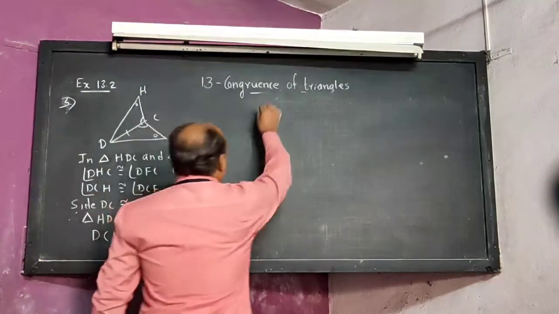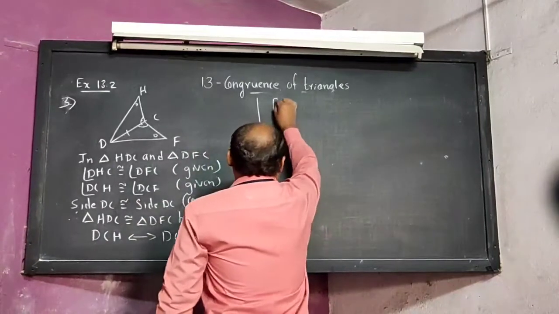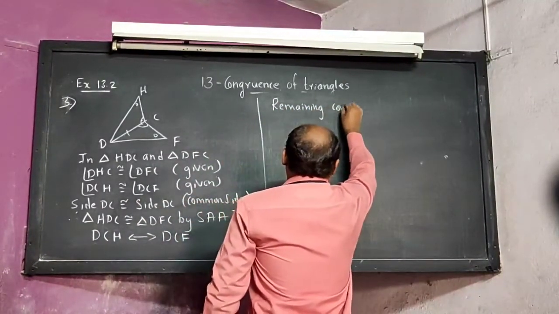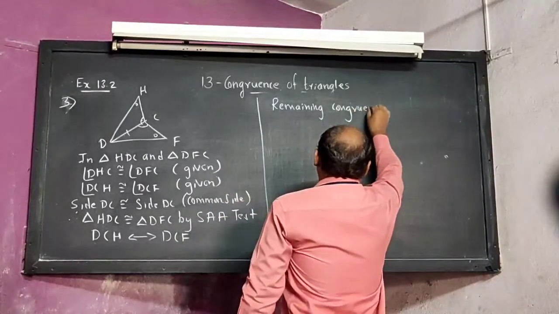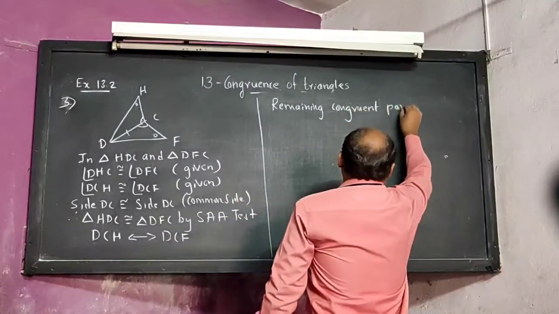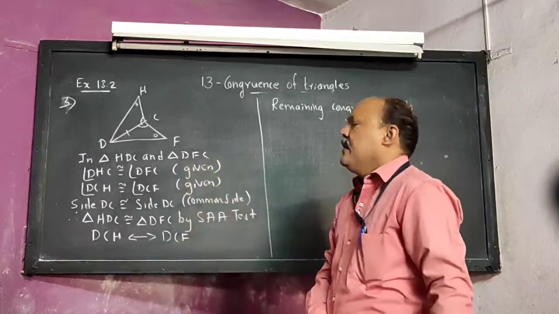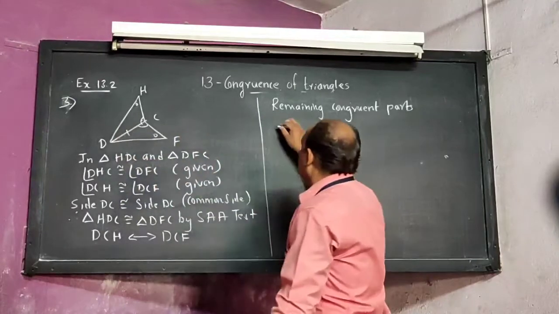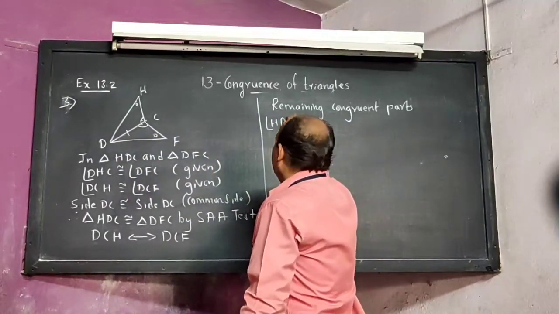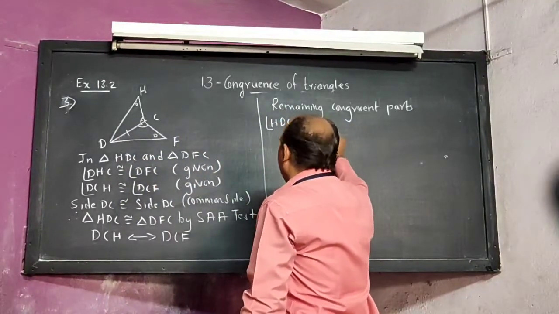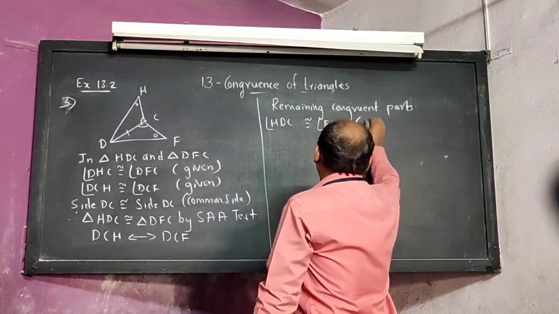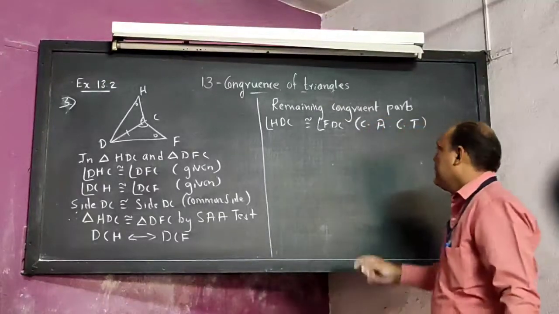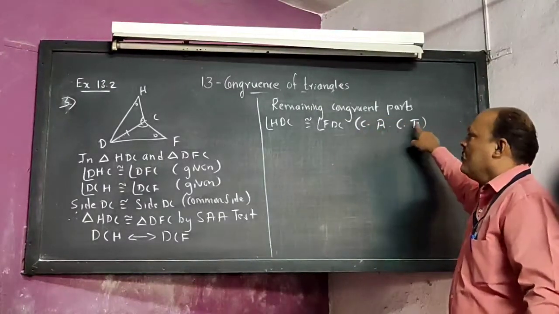Now the remaining corresponding parts. Two angles I have written. One angle is left. Which angle is left? Angle D. Angle D is congruent to angle D. You will write in the alphabet: that is, angle HDC congruent to angle FDC. That is corresponding angles of congruent triangles. Again I repeat, the full form of this is corresponding angles of congruent triangles.